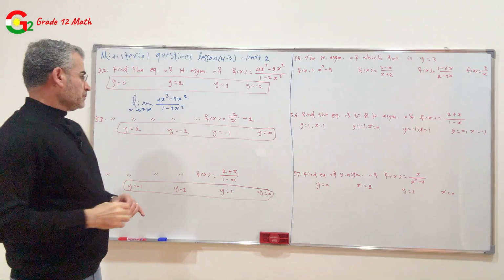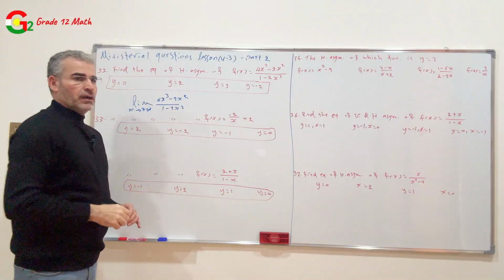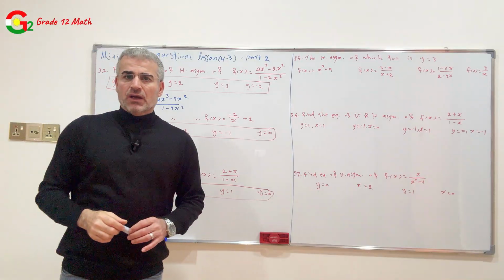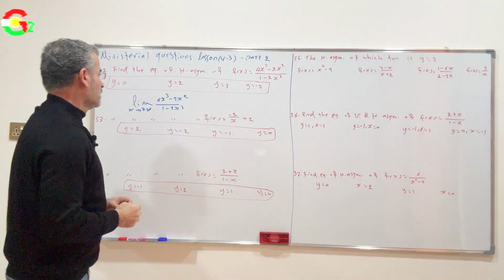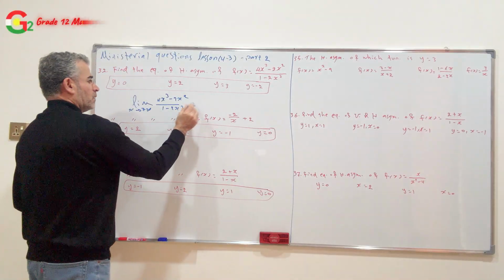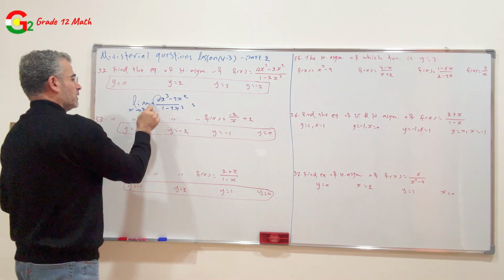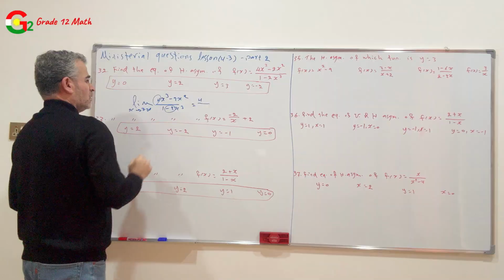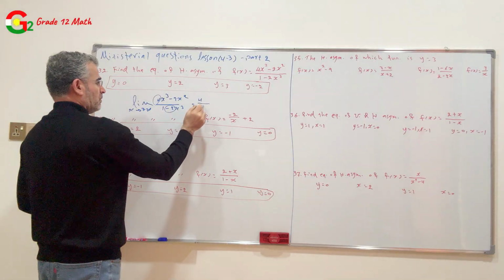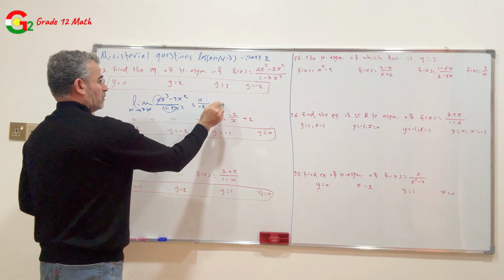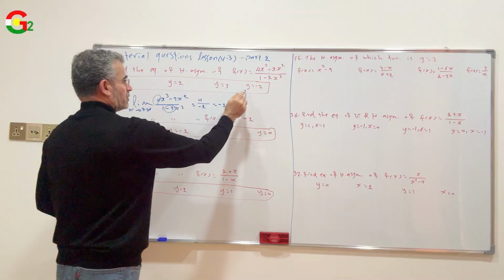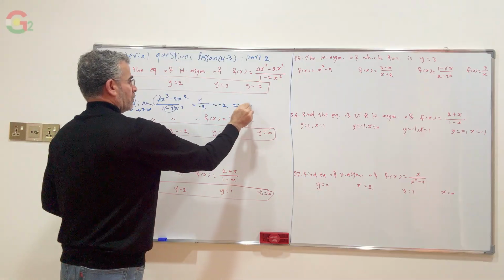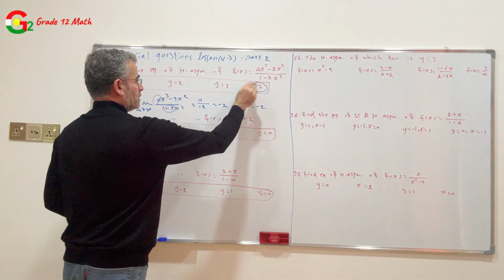Since the numerator and denominator have the same degree, the result is the coefficient of the leading term in the numerator over the coefficient of the leading term in the denominator. 4 over negative 2 equals negative 2. The right choice is y equals negative 2. Choice D.